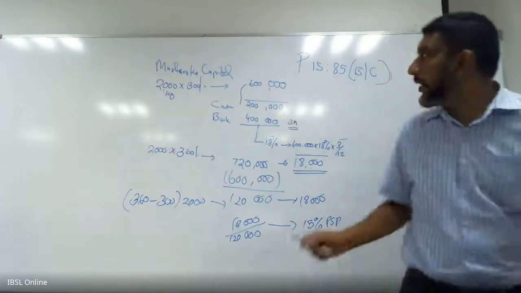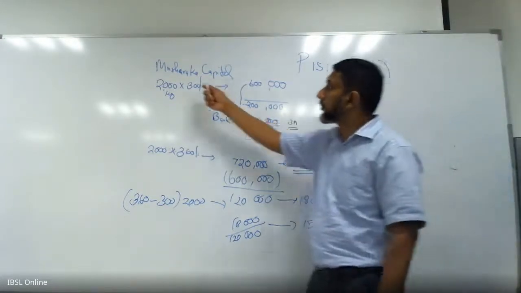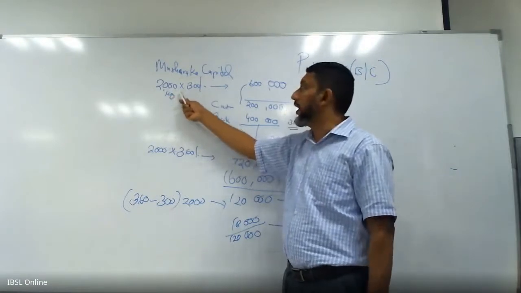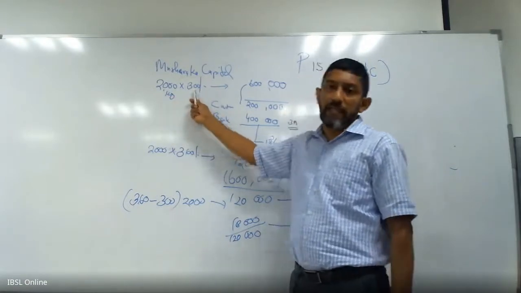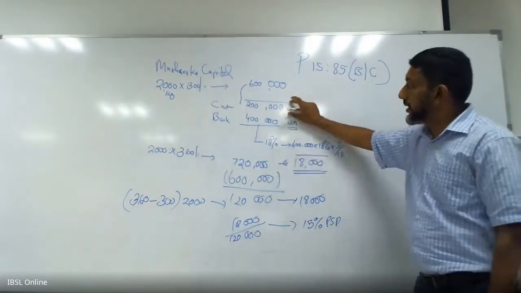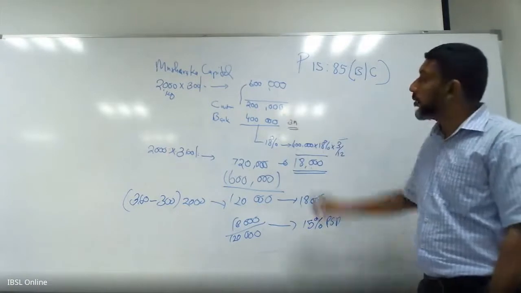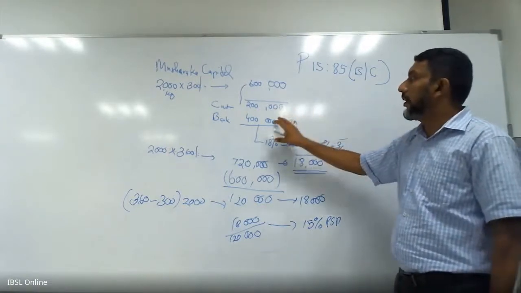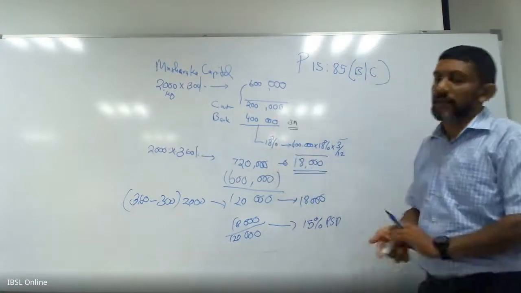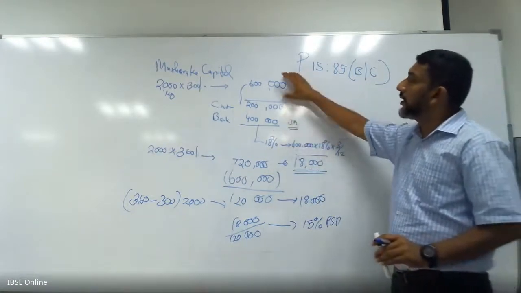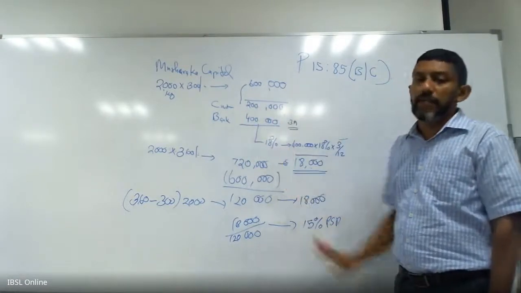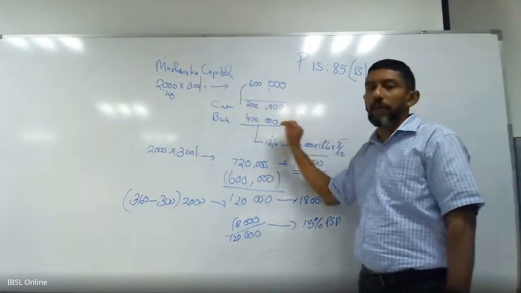How did I arrive at that? Let me go back again. The Musharaka capital is 2,000 kilograms of tea that he wants to purchase at 300 rupees, which is 600,000 rupees. He is contributing 200,000 rupees of that and the bank is contributing 400,000 rupees. Together that is the Musharaka capital. So first we establish who is contributing how much in capital.